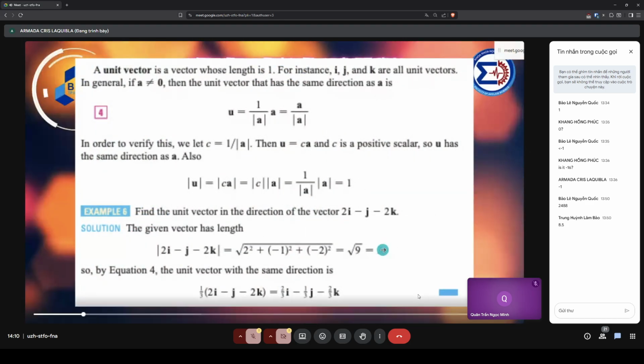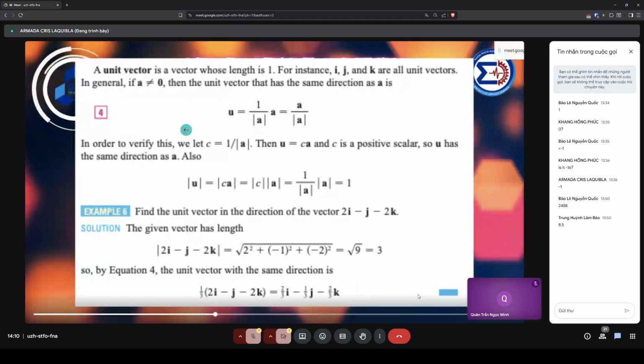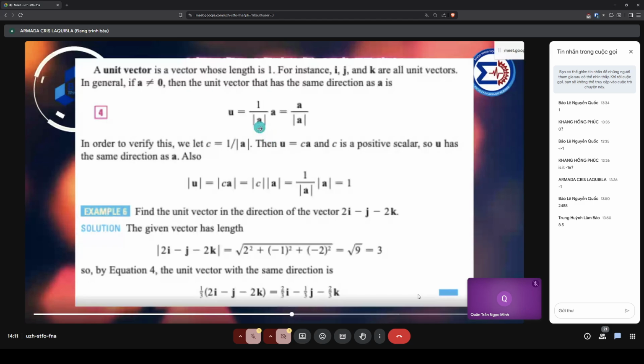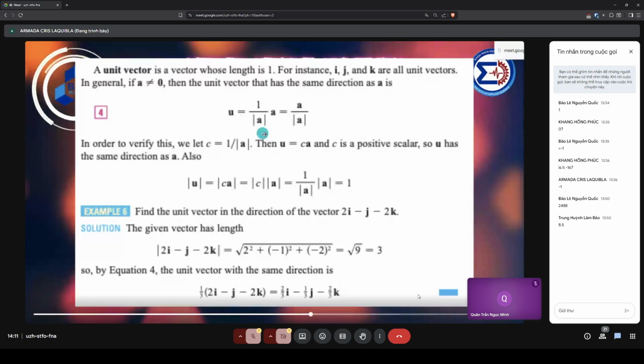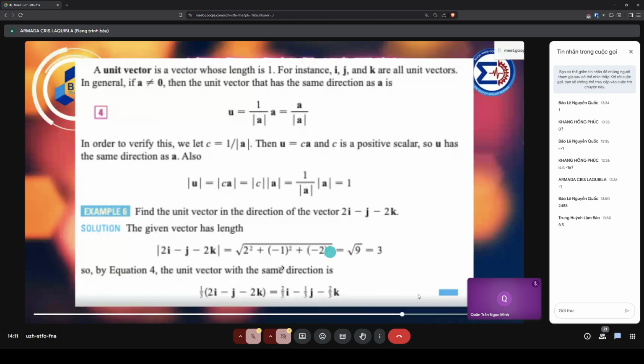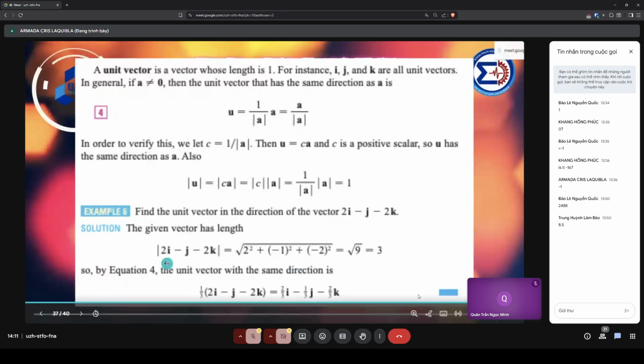Next, this is an additional unit vector. I told you about this already, how to solve a unit vector. We have there 1 over the absolute value of a times a. And to get that value of a here, just take the square root of the squares of the numbers there, right? We have their example, 2i minus j minus 2k. So 2 squared, -1 squared, and then -2 squared. The total here is 4 plus 1 plus 4. It's square root of 9, which is 3.